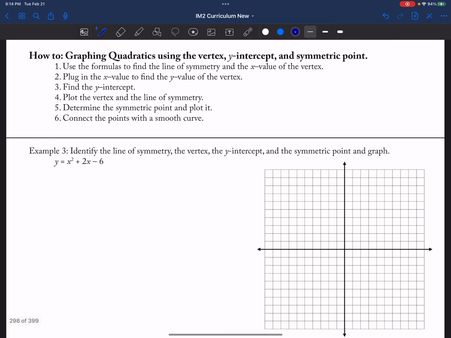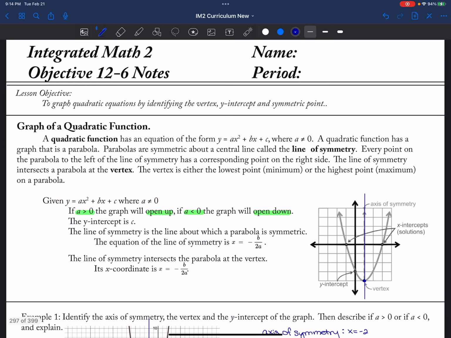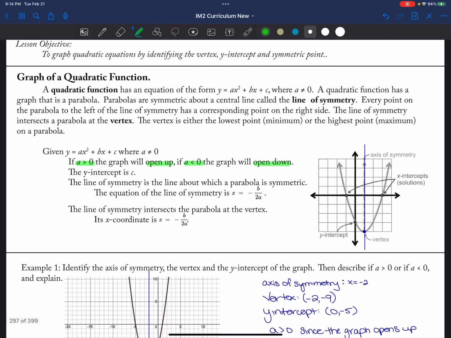Okay, so that's example 2. So now, first thing I gave you was the graph, and now what I want you to do is actually create the graph for me. And so there's ways to find the line of symmetry. To find the line of symmetry, it is the b term divided by 2a, and everybody is negative.